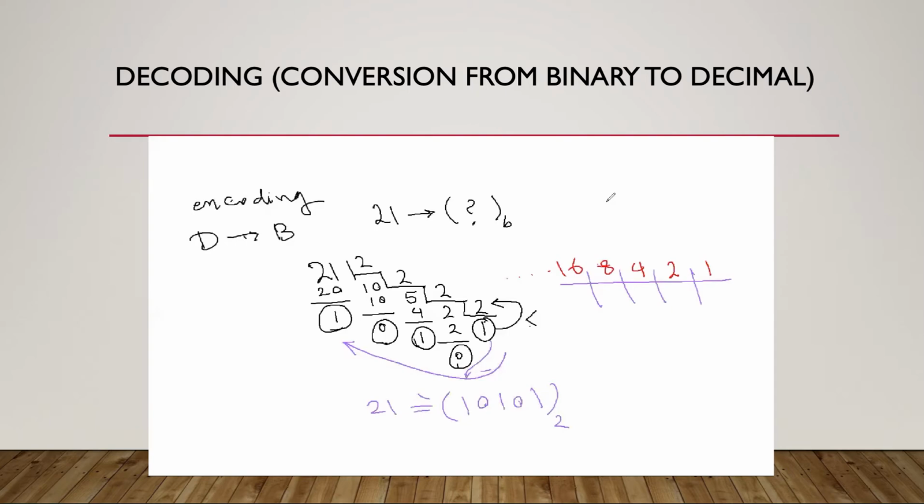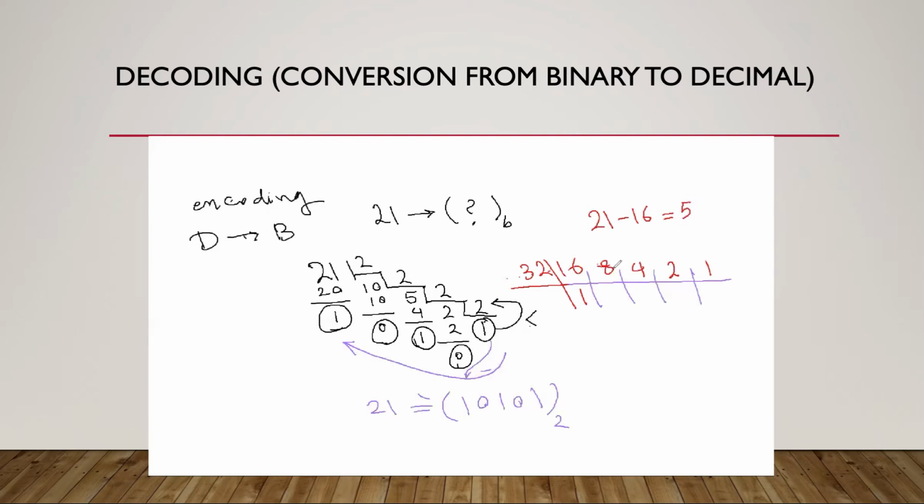And then I have 21. I want to convert 21. So 21, let's continue this once more. 32. Okay, I have 21. So 21 doesn't contain 32. It's less than 32, but it can contain 16. So I put 1 here. And then I deduct 16 from this, so I have 5.